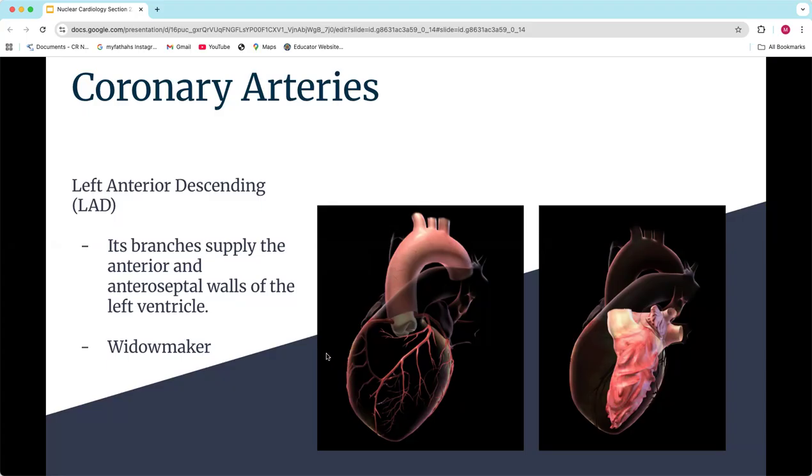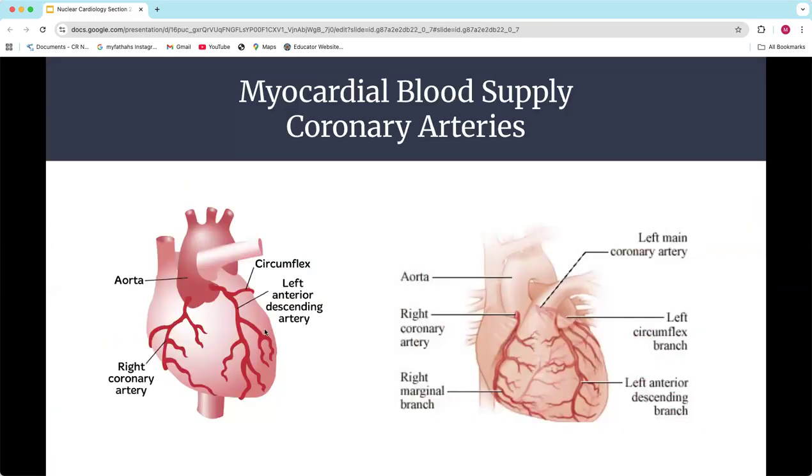Okay. This is the one that, if you hear people talk about the widowmaker, if you lose your LAD, you're in serious trouble, because again, what do we care about in terms of getting blood flow to the rest of the body? We care about the left ventricle. And so this is your main supplier of the vast majority of the left ventricle. So when we lose our LAD, we lose a big amount of blood flow to the left ventricle. And again, that's why it's called the widowmaker. You will hear some people refer to the left main as the widowmaker.